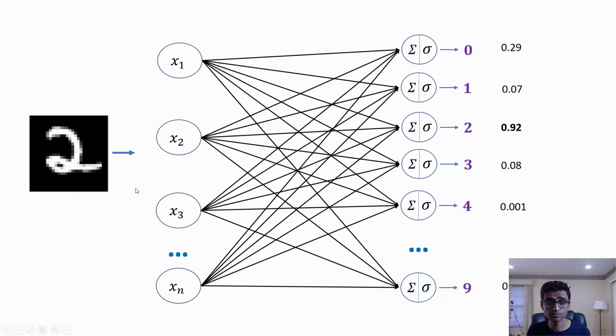Similarly, when you have number 2, you will see that out of these 10 neurons, the number 2 neuron will fire. The fire means it will have more score.